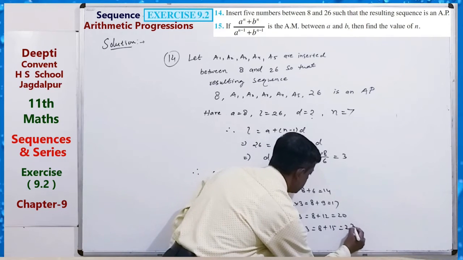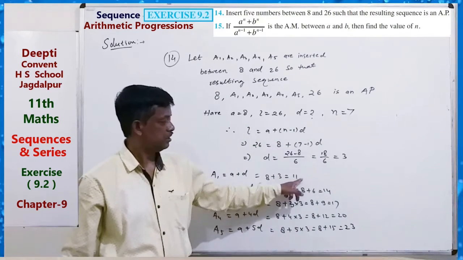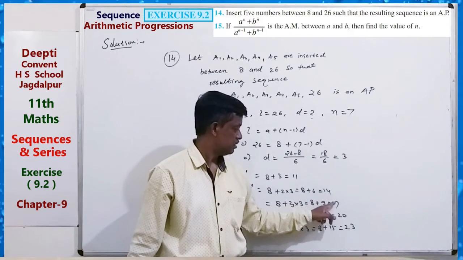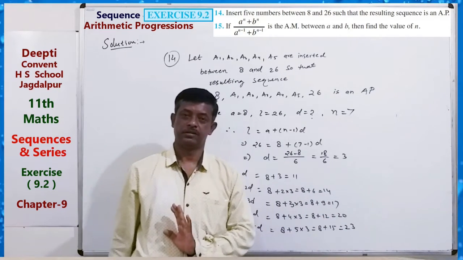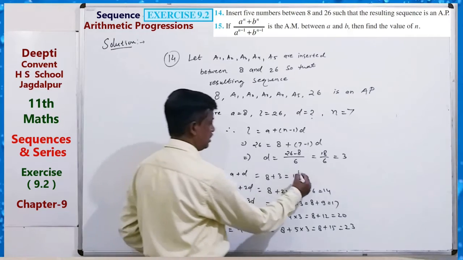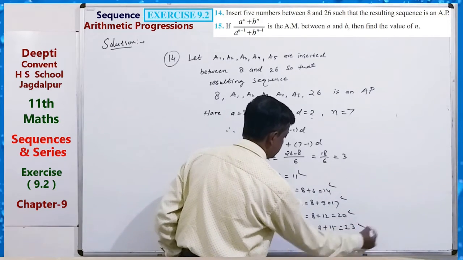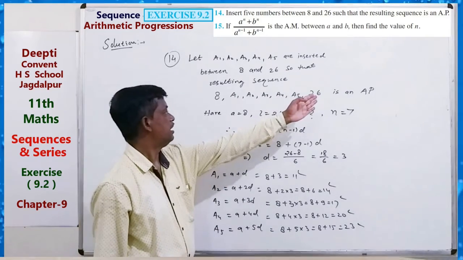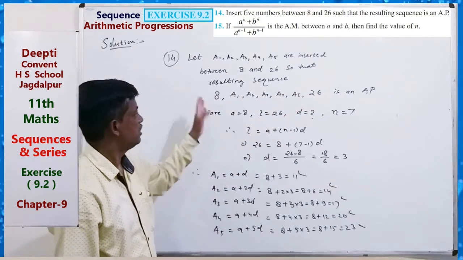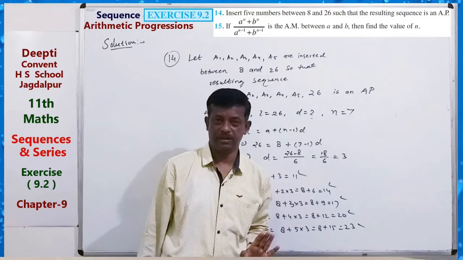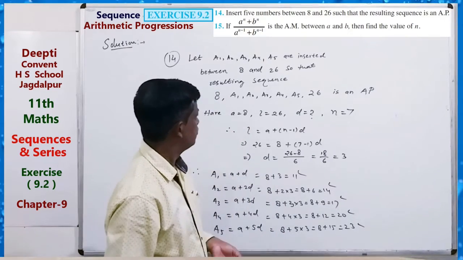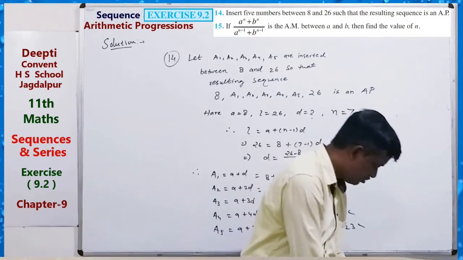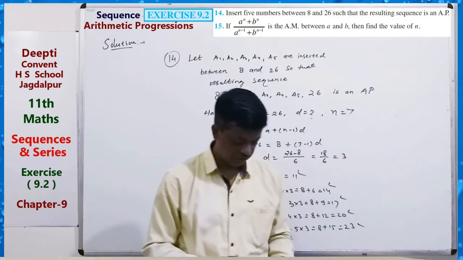Okay, 3, difference 3. So these are the numbers 11, 14, 17, 20, 23. These are the numbers we insert between 8 and 26 so that the resulting sequence is an AP. Okay. So this type of question is very important. So do it very carefully.